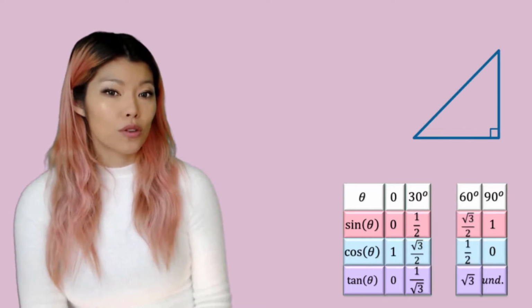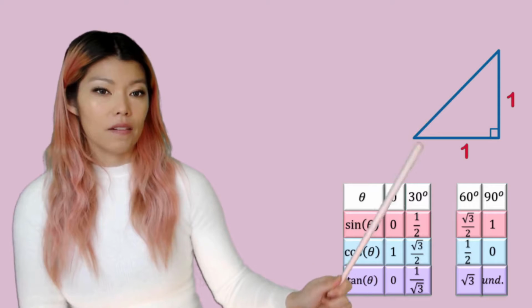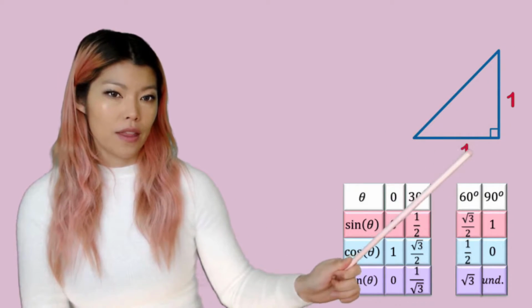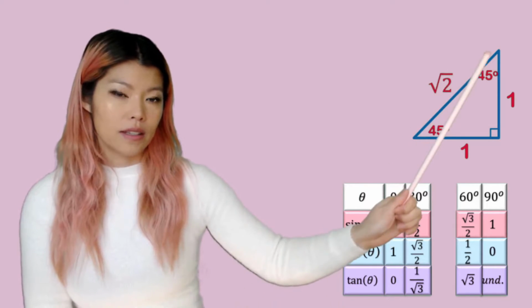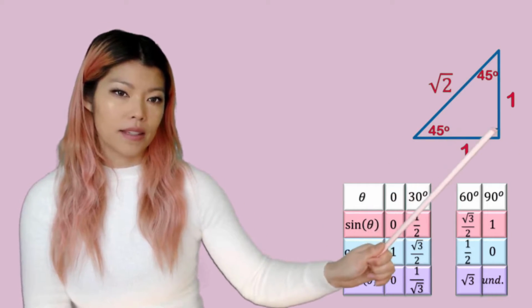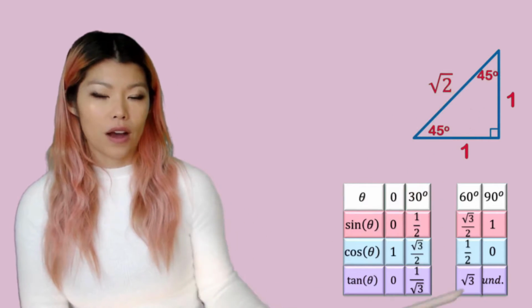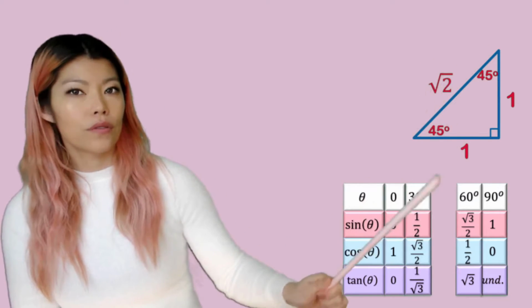Let's do one more triangle. This time we have 1, 1. And if this is 1 and this is 1, then the hypotenuse will be square root of that plus that, or in other words, square root of 2. And because these two sides are the same, that's 90, and that's 90 divided by 2, the angles, which are 45 each. So memorize this: 1, 1, root 2, 45, 45.